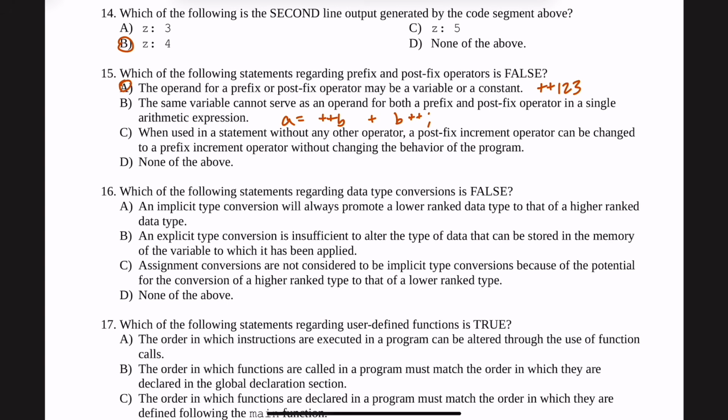C. When used in a statement without any other operator, a postfix increment operator can be changed to a prefix increment operator without changing the behavior of the program. So if we have x is equal to 3, x plus plus, print x, right, we're going to print out 4. If we did this instead, we're still going to print out 4 because it's in a separate line. If the increment or decrement happen inside the print statement, then it is possible that the behavior would change. But in this setup, as the answer choice describes, right, it's on its own line. It can't change the behavior. So A is our answer for 15.